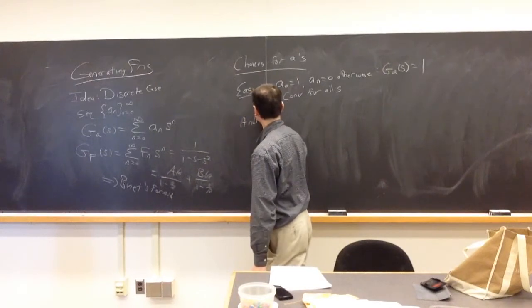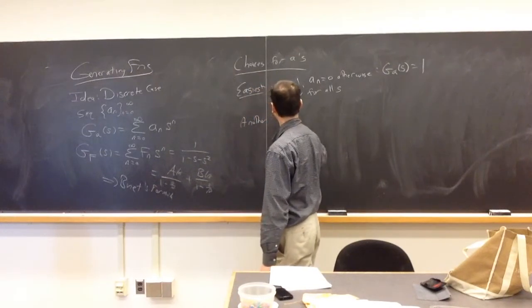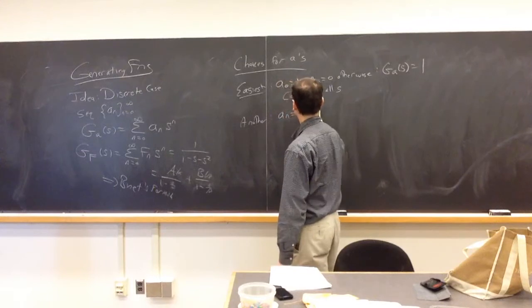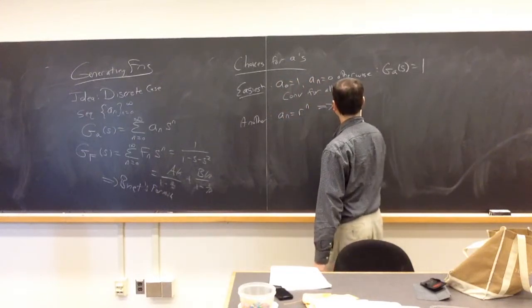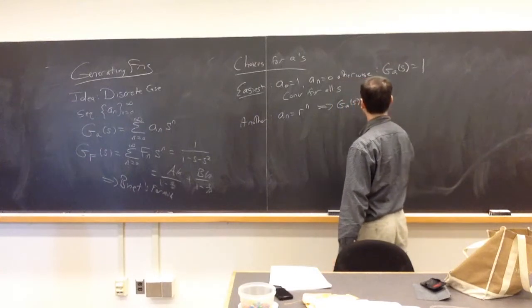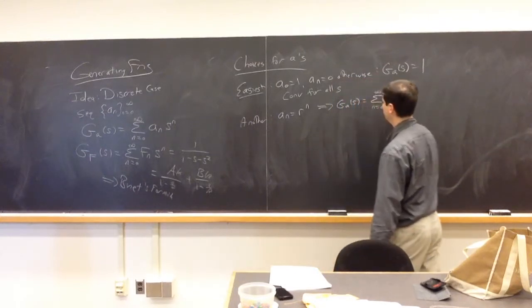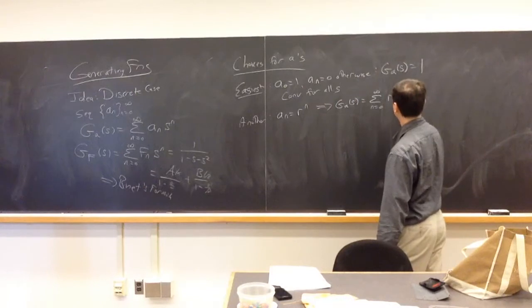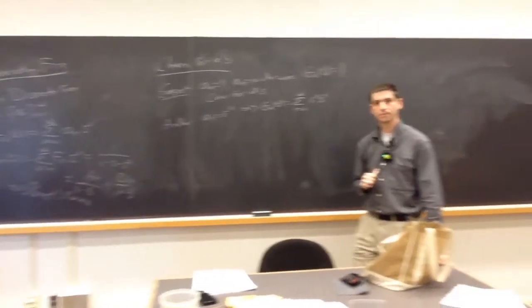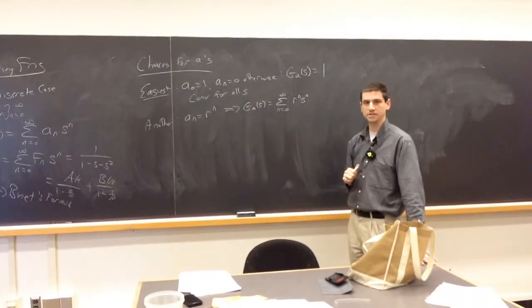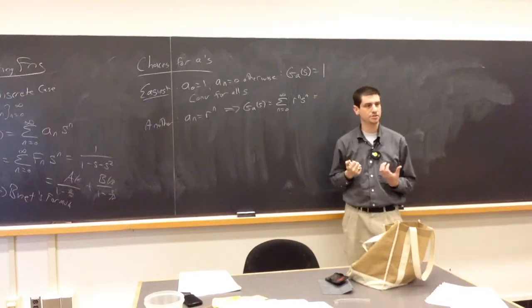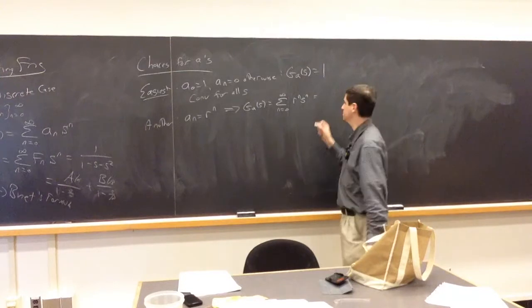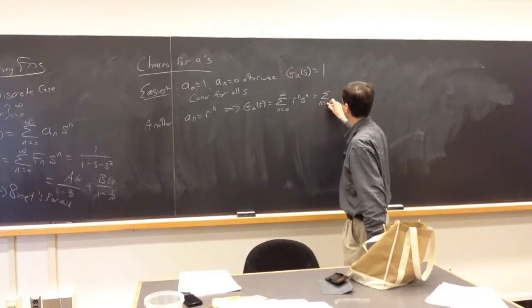Another, maybe we take A_n is r to the n. And then that will give us G_A(s) will be the sum, n goes from 0 to infinity, of r^n s^n. Well, how should I view r^n s^n? How should I look at this? As (rs)^n. So it'll be the sum, n goes from 0 to infinity, of (rs)^n.